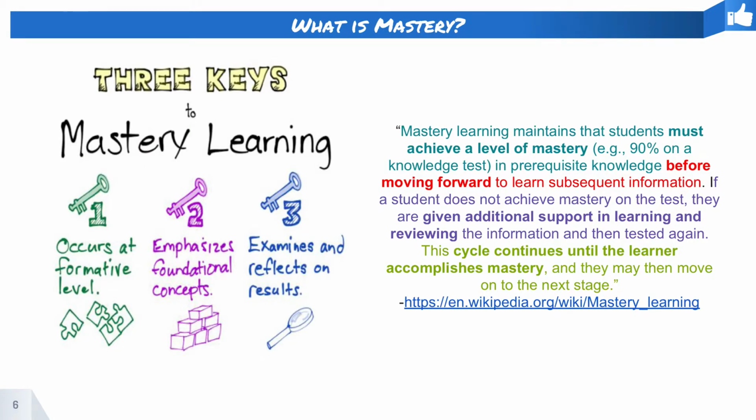So what is exactly mastery? Mastery learning maintains that students must achieve a level of mastery, for example, 90% on a knowledge test, in prerequisite knowledge before moving forward to learn subsequent information. If a student does not achieve mastery on the test, they are given additional support in learning and reviewing the information and then tested again. The cycle continues until the learner accomplishes mastery. Then they may move on to the next stage.